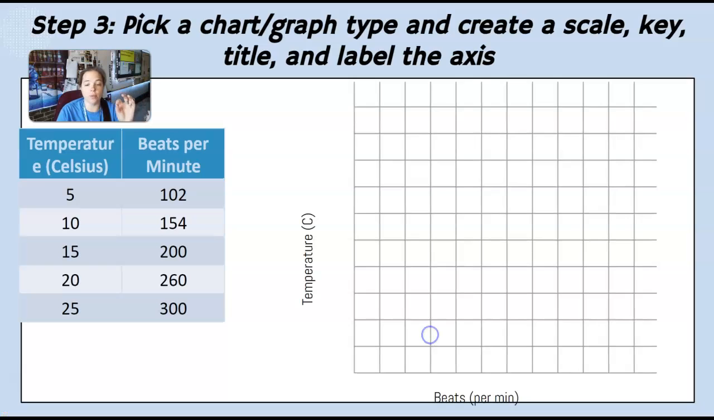I'm going to label the axes. Always want to do what you changed, what you measure. That's how you're going to want to do it. What you changed, what you measured. And then you're going to punch it in.